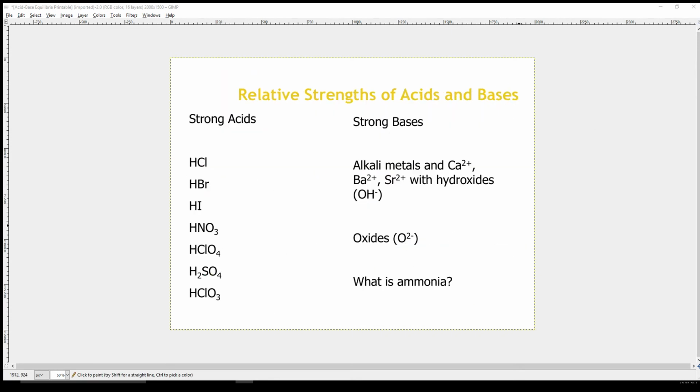So here's just a chart of relative strengths of acids and bases. We have our hydrochloric acid moving all the way down to HClO3. Here we have our alkali metals, our calcium, our barium, our strontium with hydroxides. So these are our strongest. Our oxides are also pretty strong. Ammonia, however, not so strong.